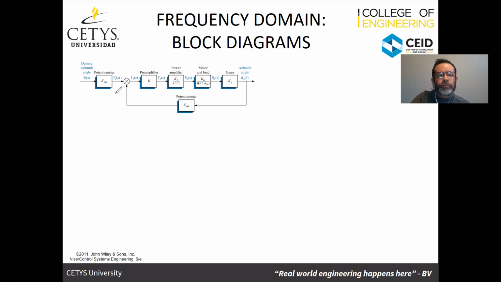And so this box that we have here, this is the feedback transfer function. We only have one box there, so that's it. So this would be H of S. Okay, so I'm going to write that down over here. H of S is equal to, in this case, what does it say there? It's K pot.